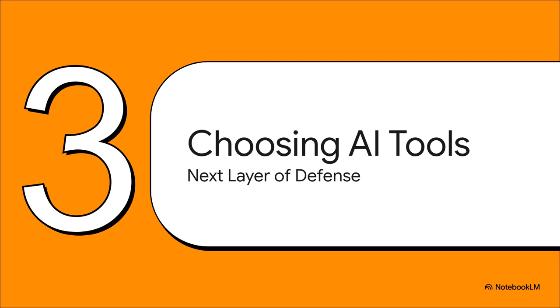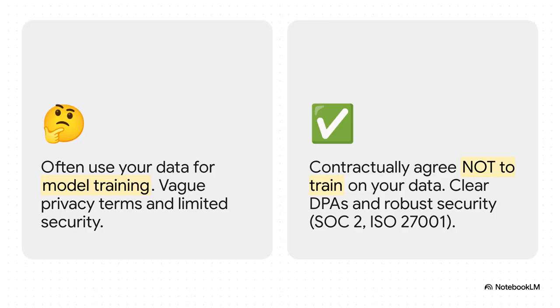Okay, so we've locked down our data internally. Great. The next layer of defense is picking the right third-party AI tools. Because trust me, not all platforms are created equal, and the choice you make has massive security implications. Now, this is a difference you absolutely cannot afford to ignore. Those free consumer-grade tools, they often use your data to train their models. Let me say that again. They use your data to train their models. That can mean your confidential customer info becomes a permanent part of their system.